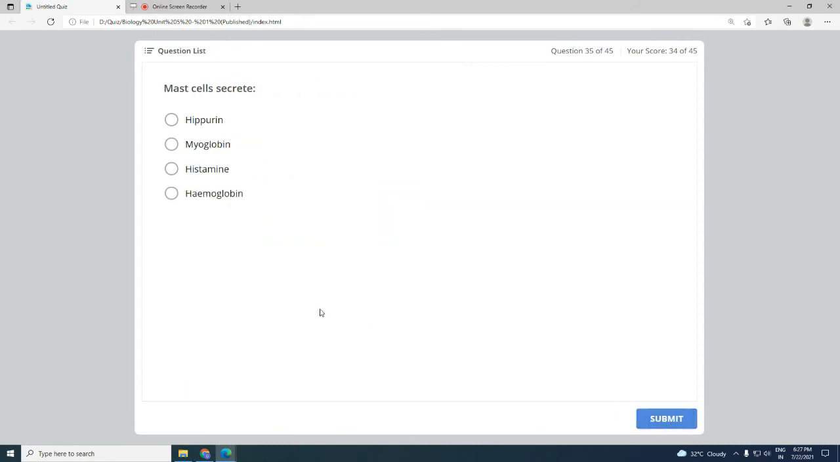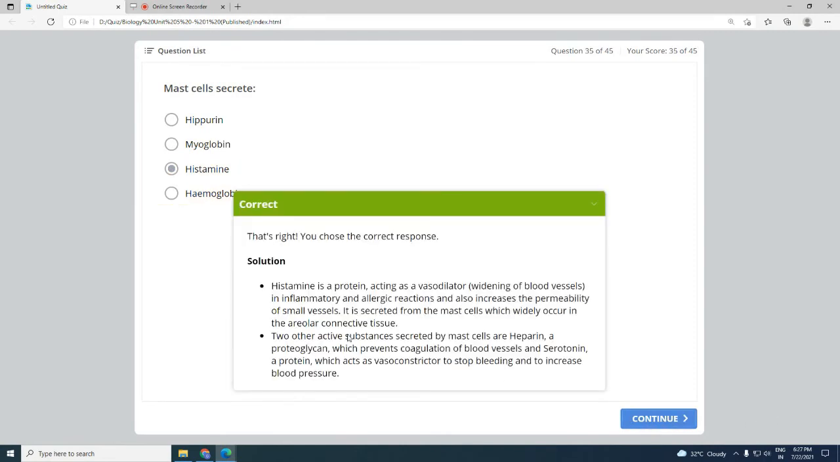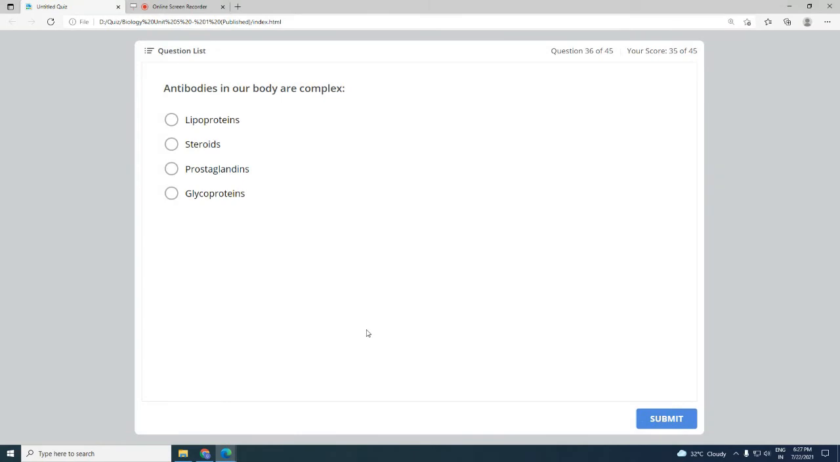Mast cells secrete heparin, myoglobin, histamine, hemoglobin. The right answer for the question number 35 is histamine. So, my dear students, according to the new syllabus, 35 questions are compulsory, and from the next 15 questions you have to select 10. Okay, but here I have given the 15, so you have to take all the remaining 10 questions. You have 10 questions left.